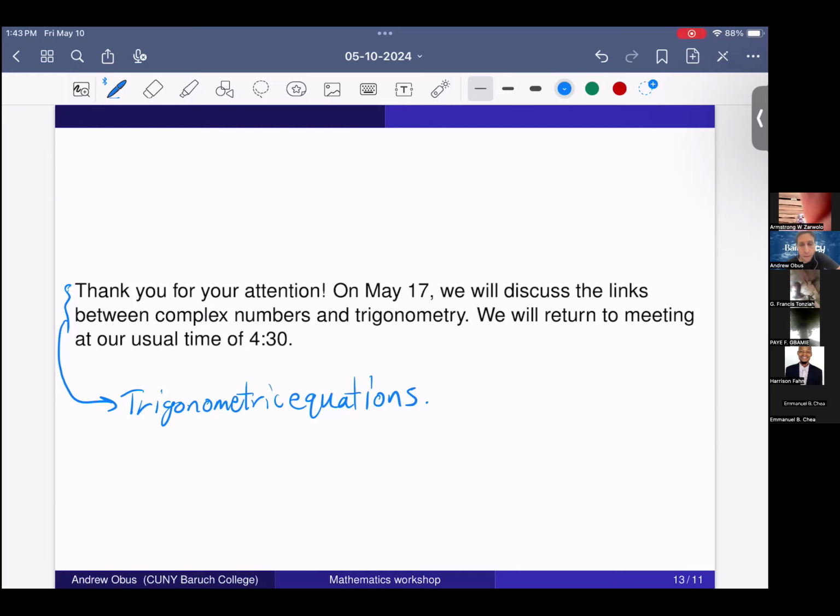Yes, question. I didn't get you. Just on the last word you said. Oh, just now. I'm just saying we'll also do some trigonometric equations, and we may spend a lot of time on them, which means we might not have time for complex numbers next week. And if that's the case, we'll do them the week after.